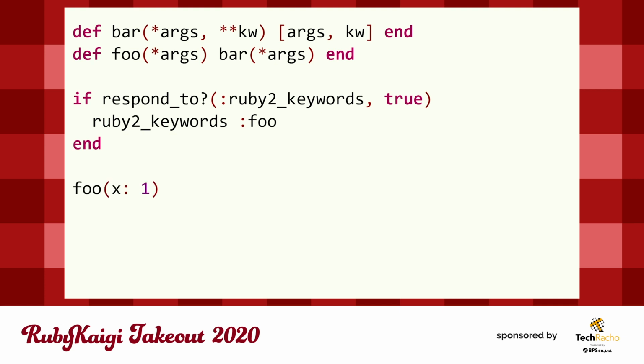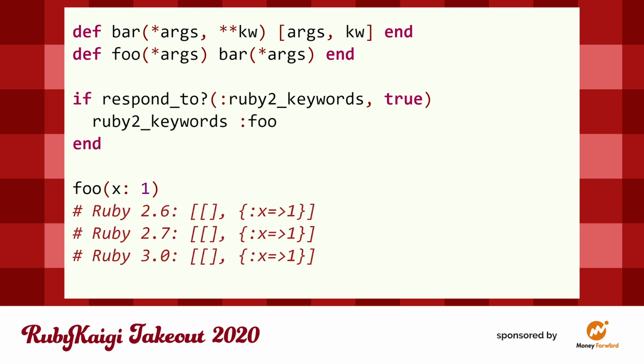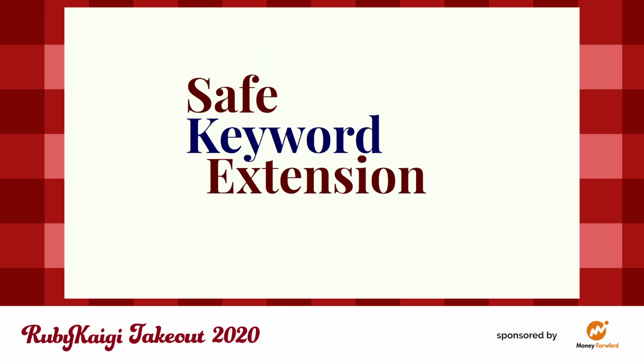If you call the foo method with keywords, they would be converted to a hash and stored as the last element of the splat array of the method. However, the hash would have a special flag. And when the array of args is used in a splat call to another method, if the last element is a hash that has that special flag, then the hash would be treated as keywords instead of as a positional argument. So this results in the same behavior on Ruby 2.6, 2.7, and Ruby 3.0, and it does not cause any warnings on Ruby 2.7.